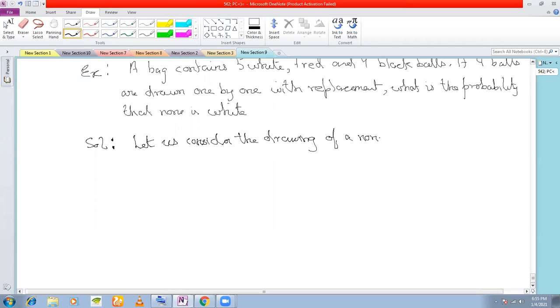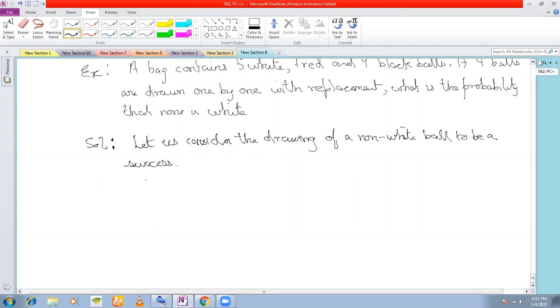In this question, it is not given to you which one is a success. From the question, you are framing which one is a success. The question is none is white. That is why I consider the non-white ball to be a success. Let us consider drawing of a non-white ball to be a success.